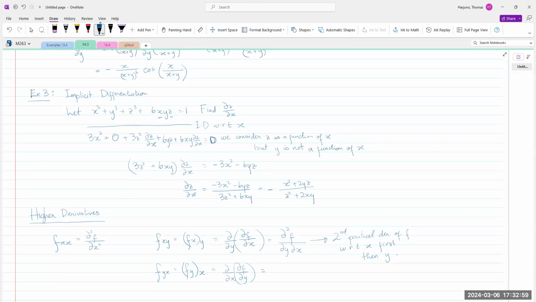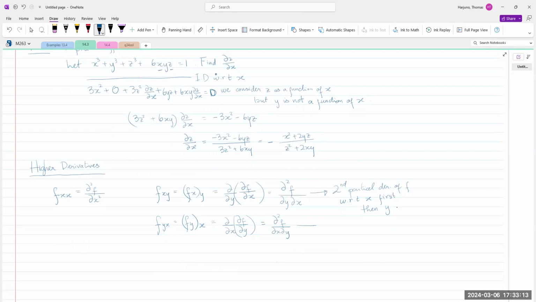Okay, now then we may write that second partial derivative as ∂²f ∂x ∂y. Okay, now this is the second partial derivative of the function f with respect to y first, then x.